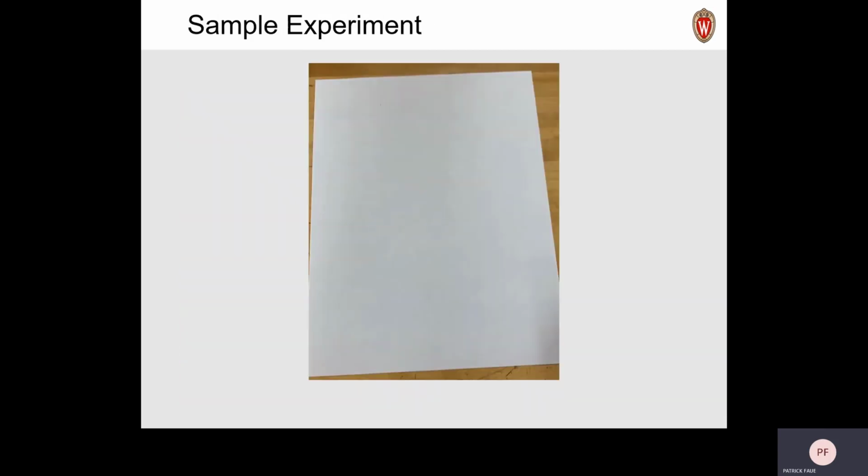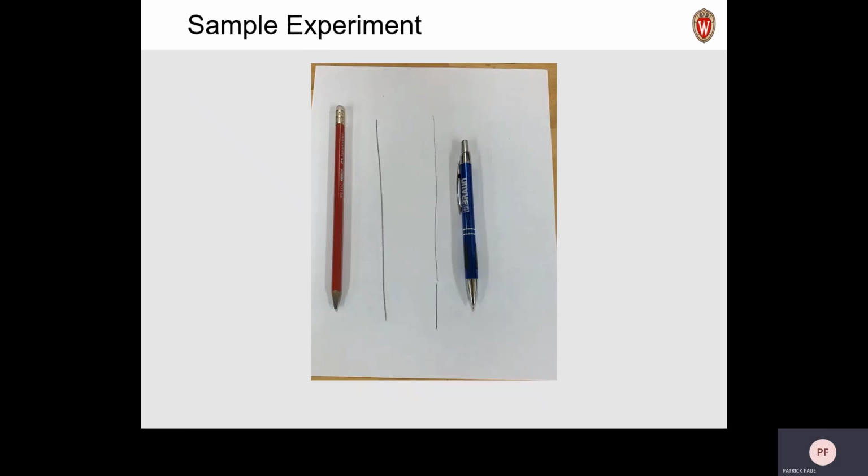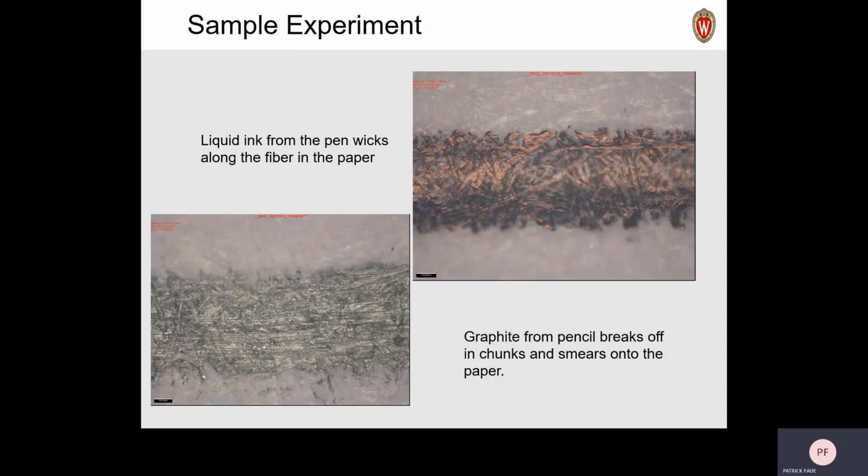So I'll run you through a basic sample experiment. Here we just have a blank sheet of paper. We took one pencil and wrote a straight line, and then we took a pen and wrote a straight line as well. We observed the pencil line and the pen line at these individual spots, and using our microscope, we were able to observe the two lines.